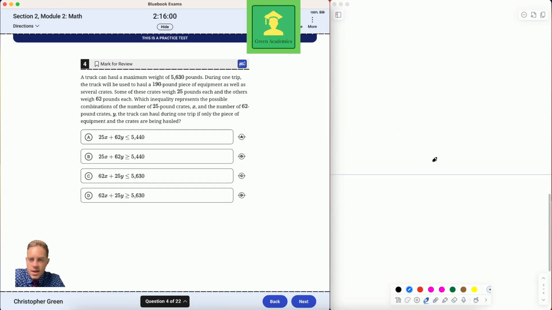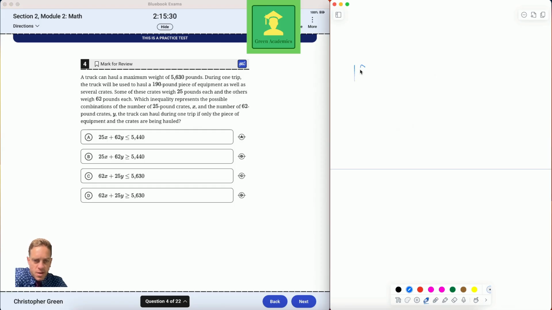A truck can haul a maximum weight of 5,630 pounds. During one trip, the truck will be used to haul a 190-pound piece of equipment as well as several crates. Some of these crates weigh 25 pounds each, and the others weigh 62 pounds each. Which inequality represents the possible combinations of the number of 25-pound crates X and the number of 62-pound crates Y the truck can haul during one trip if only the piece of equipment and the crates are being hauled? So it's the equipment, which is 190, plus 25 times X, plus 62 times Y, altogether has to be less than or equal to 5,630.